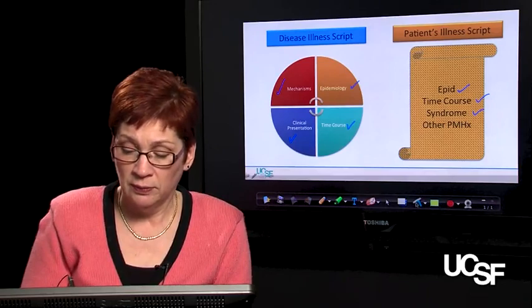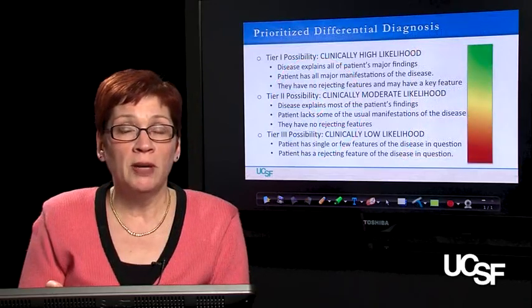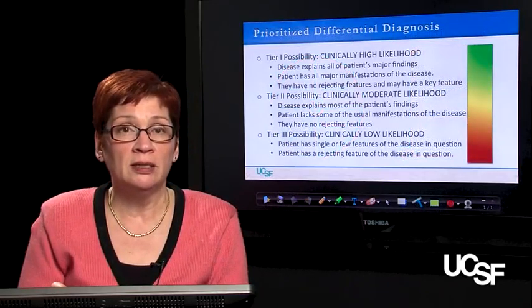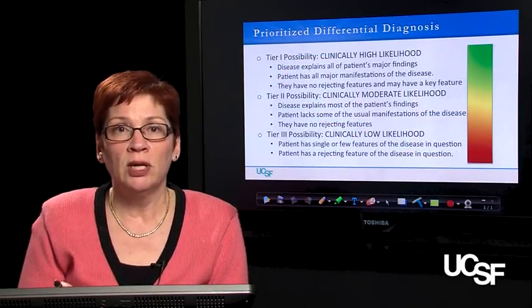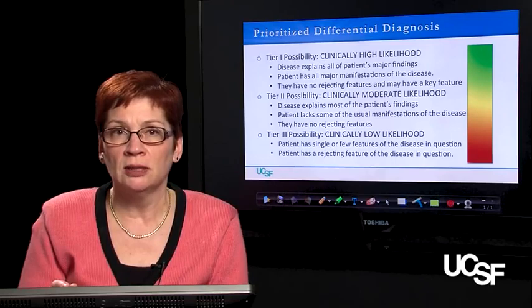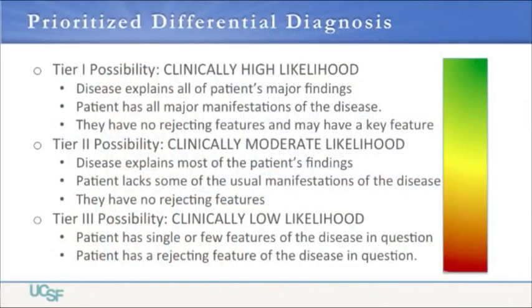We use those 2 frameworks, the patient-based illness script and the disease-based illness script, because they look similar, and comparing and contrasting them, we can then tier our differential diagnosis. A tier 1 possibility is clinically high likelihood or very high likelihood, and that exists if the disease-based illness script can explain everything we see in our patient's illness script. And conversely, if the patient's illness script has all the major manifestations of the disease.